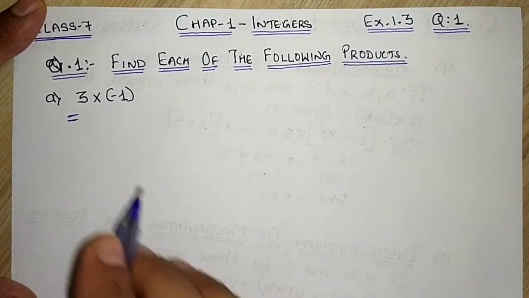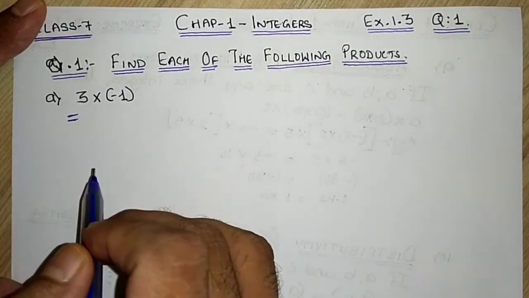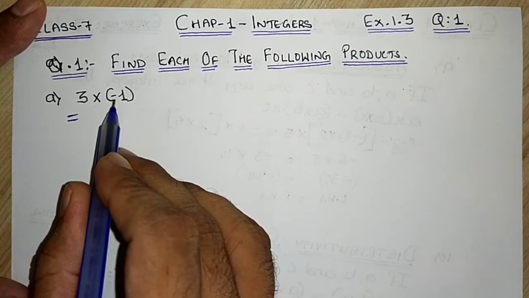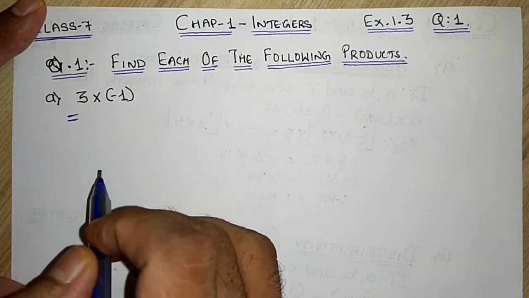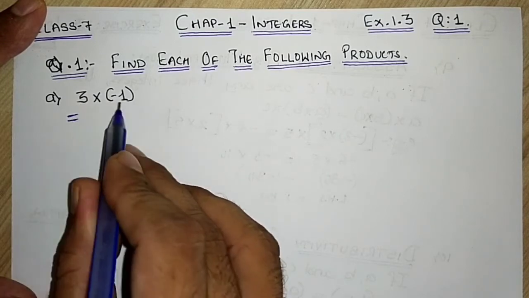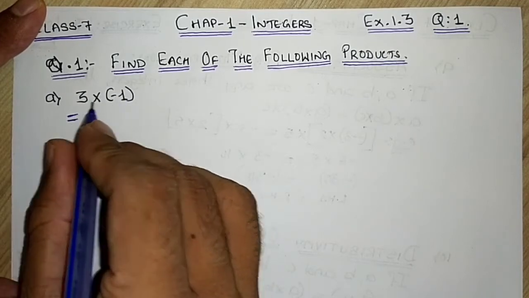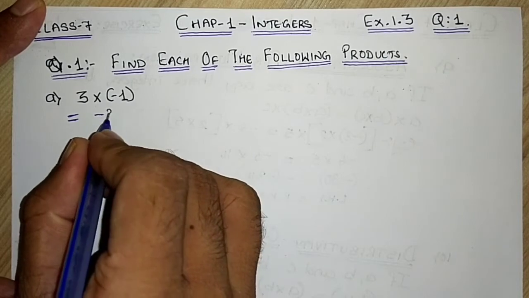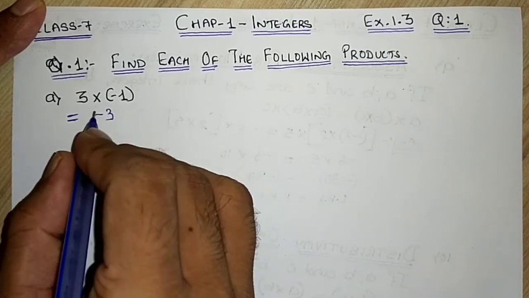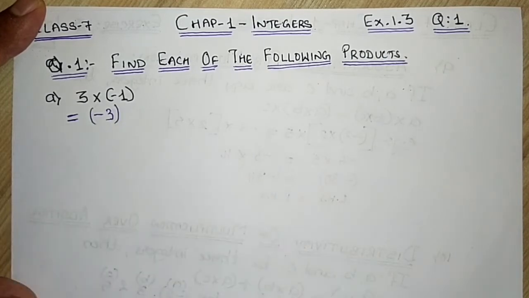Students, we know how to multiply the numbers. When it is one number with negative, what we do? We multiply the whole number, that is 3 into 1, and put the negative sign. So 3 ones are 3 and minus sign. This is your answer. Now let us move to the second question.